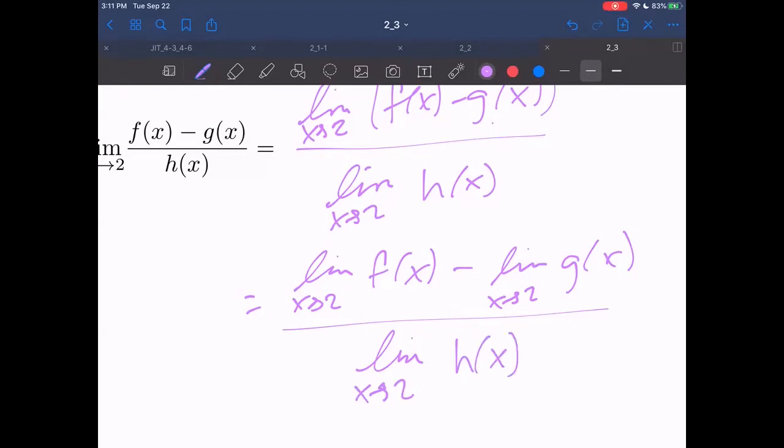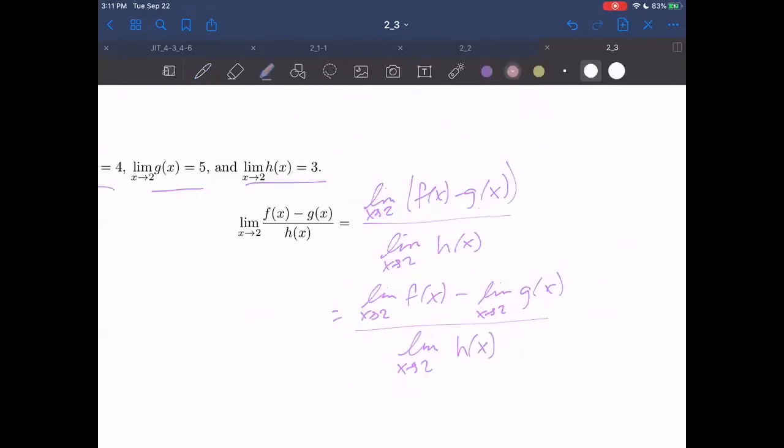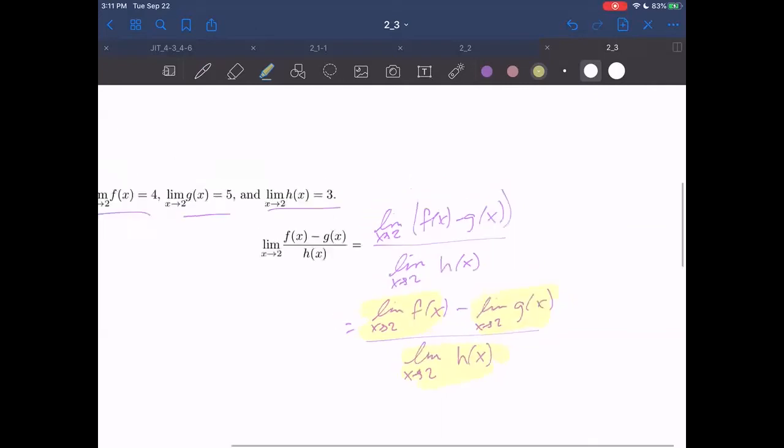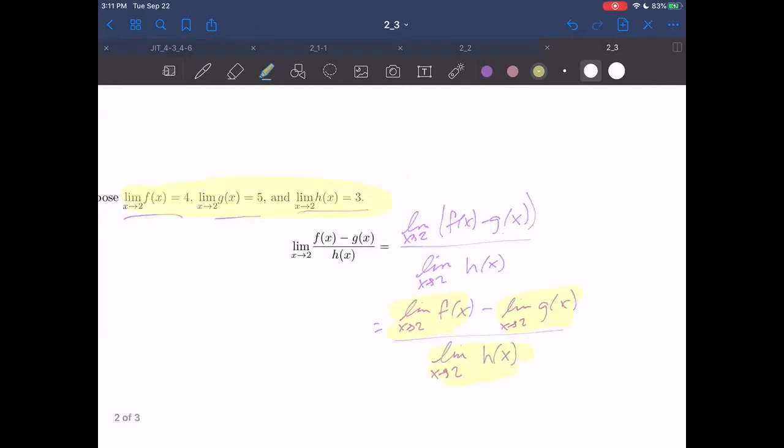And so now that we've got this down to the individual limits, so we've got the limit as x approaches 2 of f of x, the limit of g of x and the limit of h of x, we know what these values are and can substitute them in.